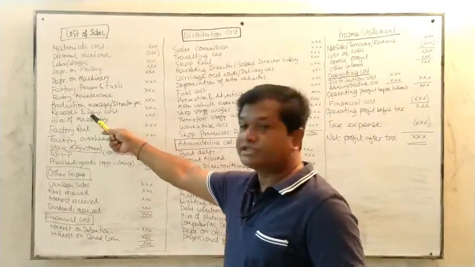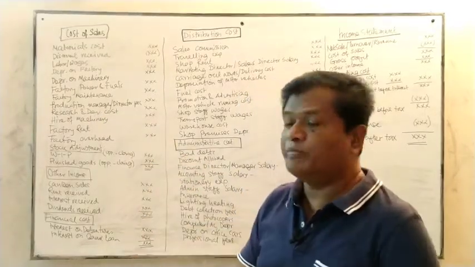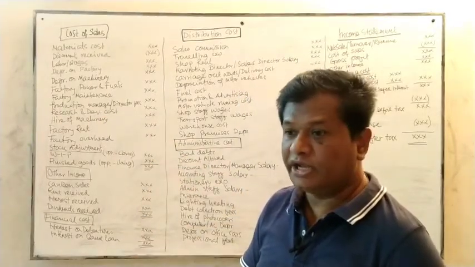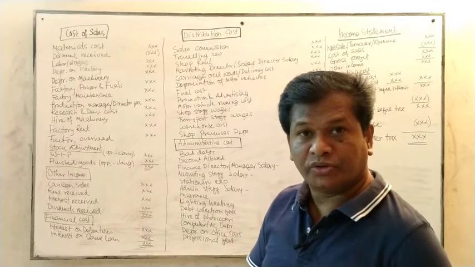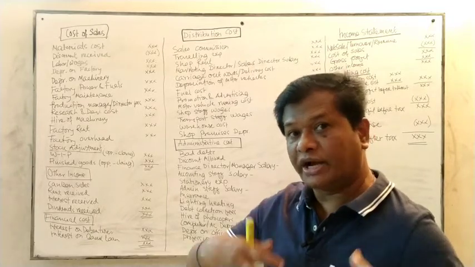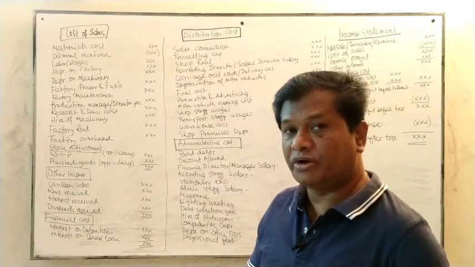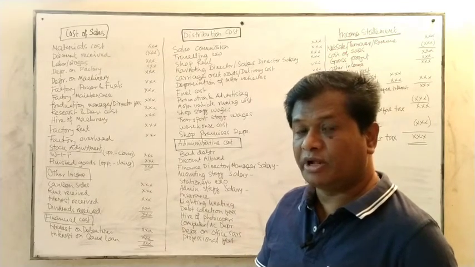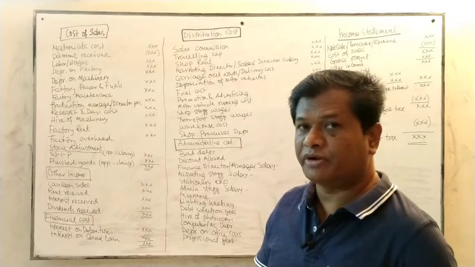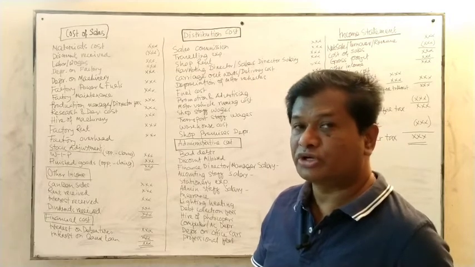Then research and development cost. It is one of the important elements for any progressive company. Those who have the vision, those who are interested in surviving for a longer period, make long-term investment over there. So research and development is one of the important factors of the cost of production.